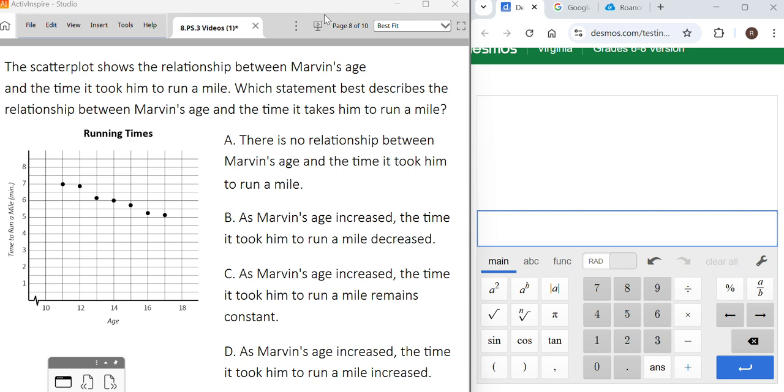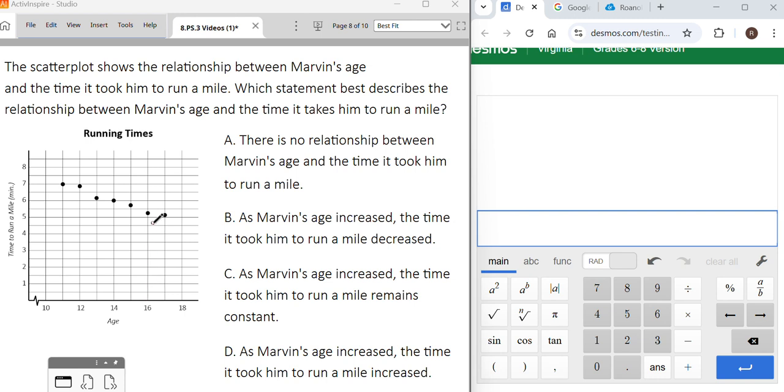Okay, so the scatter plot shows the relationship between Marvin's age and the time it took him to run a mile. Which statement best describes the relationship between Marvin's age and the time it takes him to run a mile? If you look, all of the numbers are one apart here, and this is his age, so that's not a problem. When he was 11, he ran a mile in 7 minutes. When he was 14, he ran it in 6.